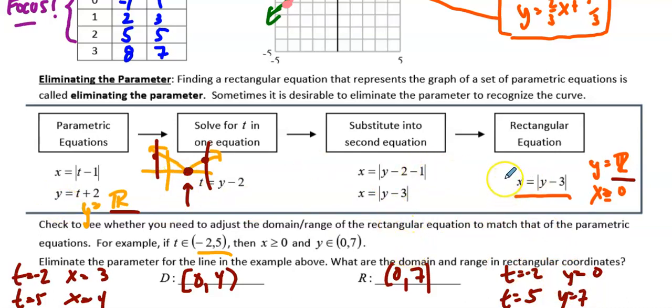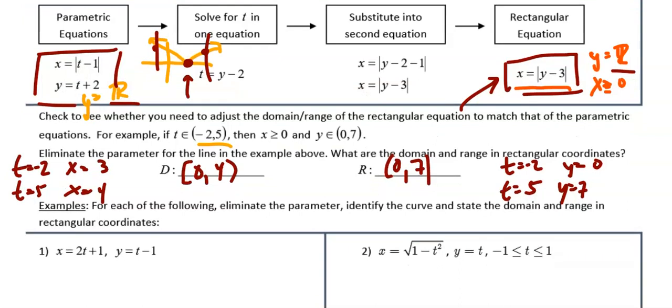But just remember that you have to look back, and this was also in pre-calculus, at your actual rectangular equation, and you also have to take into account the domain and range restrictions for your parametric equation as well. So there you go. That is how you do domain and range.